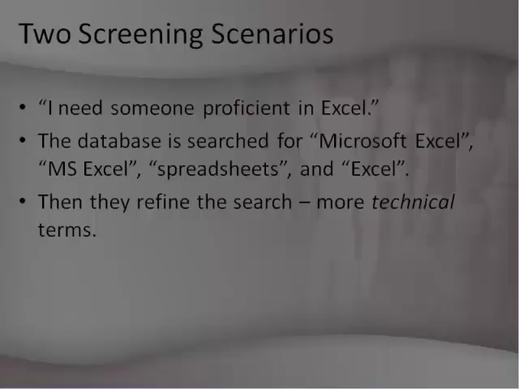So the first search gets them a bunch of people that have listed Excel. The second search is a lot more specific, and that's going to filter out a lot of people. But the trick here is they're not looking at any resume. They are typing in words, and the computer is filtering out people for them. So that is the key.